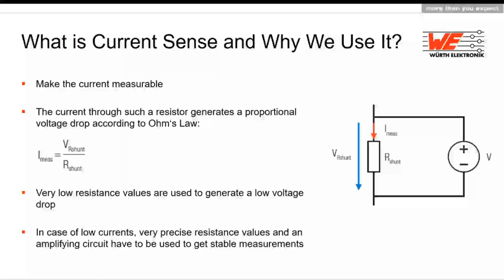When we are using a resistor within the circuit of the application, we want to make the current measurable. This resistor is also called shunt. The current through such a resistor generates a proportional voltage drop according to Ohm's law. And normally, very low resistance values are used to generate a really low voltage drop, up to a few hundred millivolts. In case of low currents, a very precise resistance value and an amplification circuit have to be used to get stable measurements because of the very small voltage drop we get. But in the end, it's all related to Ohm's law.